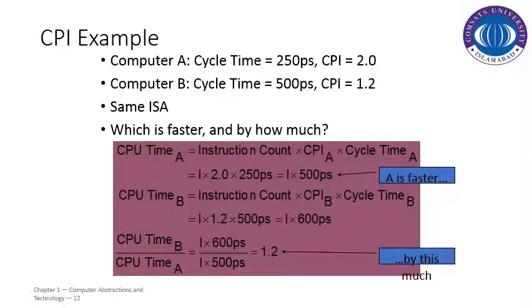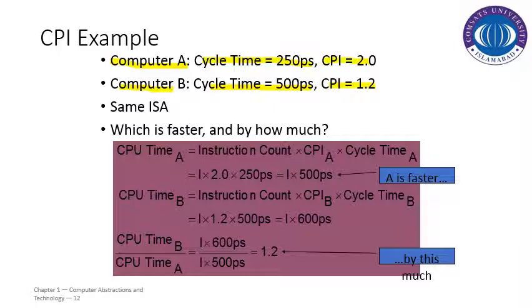Now coming to the example, we've got two systems in this particular example. The first is computer A, the second is computer B. The cycle time of computer A is given, that is 250 picoseconds. The cycle time of computer B is also given, that is 500 picoseconds. The CPI of both systems is also given. CPI of computer A is 2 and CPI of computer B is 1.2.